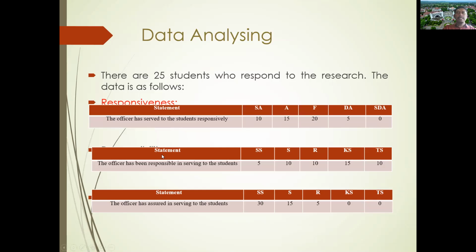As well as on the second statement, there are 5 students who stated that they strongly agree, and then 10 students agree, 10 students fair, 15 students disagree, and 10 students strongly disagree.